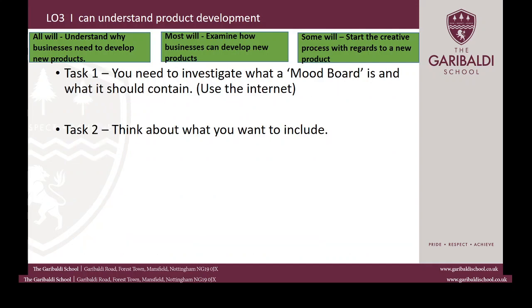So your first task is to investigate what a mood board is and what it should contain. So you can use the internet. This would be a good time to pause the PowerPoint and do some research with regards to what is meant by a mood board. I would suggest spending at least 10 minutes looking at what a mood board is and what it should contain, and then possibly spend another 5 minutes looking at examples of mood boards that you can find on the internet.